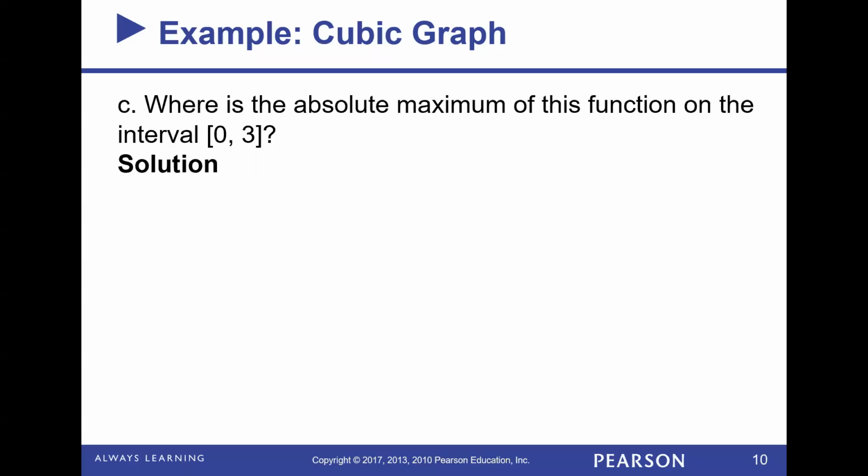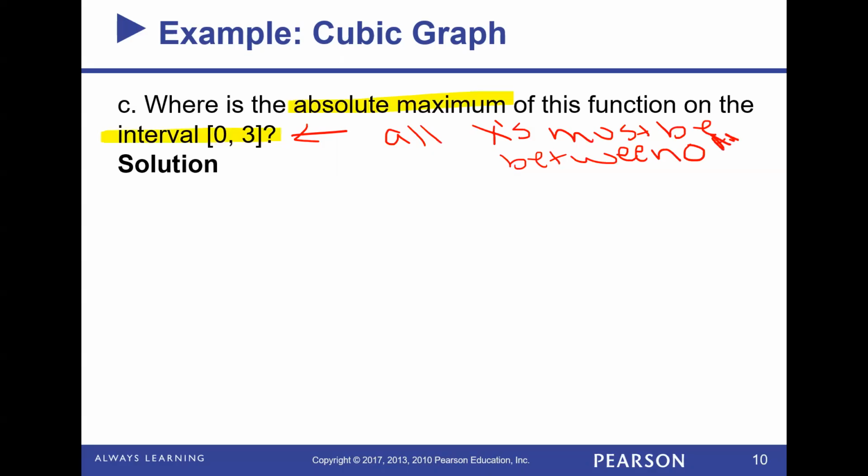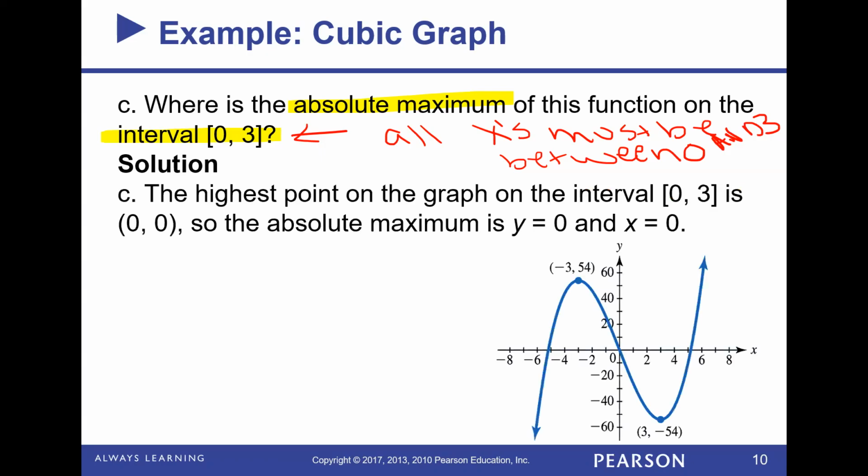With this being said, there's a couple of things I want to clarify and point out some keywords. The first thing is it asks for the absolute max. And it also gave us this interval here. So remind yourself that when they go this route, this is basically saying all the x's must be between 0 and 3. So we can take a look at the graph. This is the graph we were looking at.